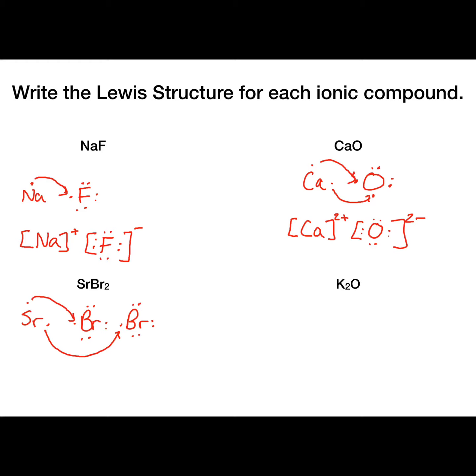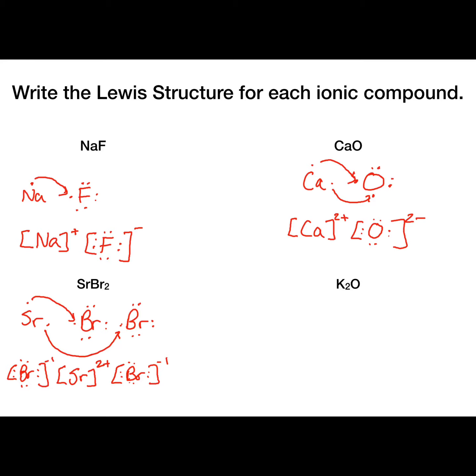So we have our bromine with the valence electrons, the -1, and then we have our strontium with our 2+, and then we have another bromine with our valence electrons with a 1- charge.